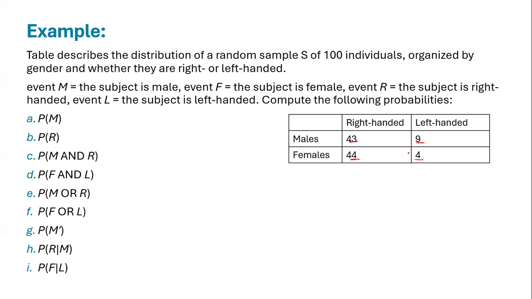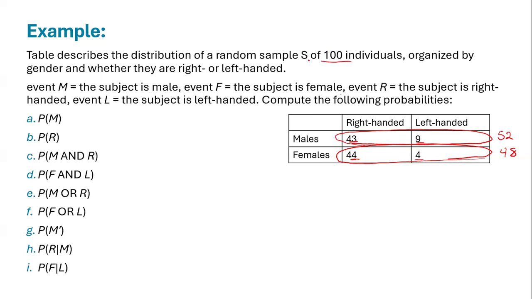I have a table. And if I ask you, okay, how many males do we have in this table? Add all of the males row. 43 plus 9, which is 52. So we have 52 males, all right and left-handed together. How many females do we have? 44 right-handed plus 4 left-handed, together that is 48. So if you want to read this table, you need to know that there are 52 males and 48 females, which together give you the 100 individuals.